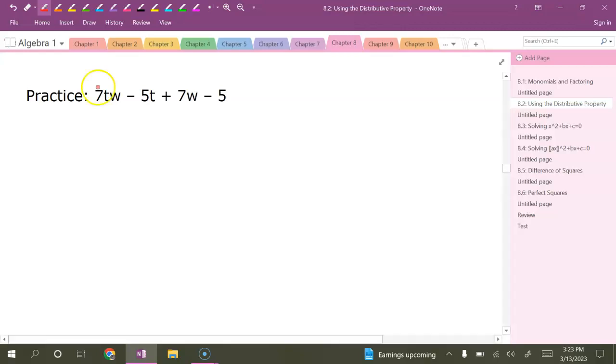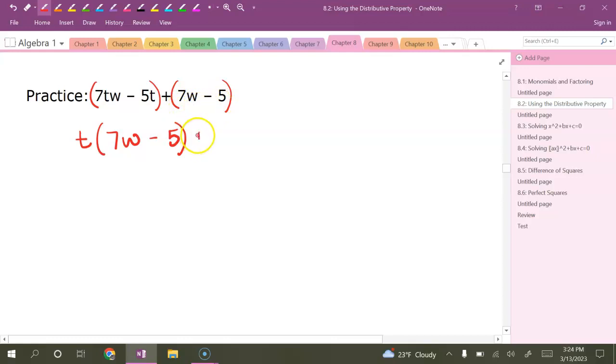So for this first one, I start by grouping. In the first set, I was able to take out just a t. And that left me with 7w and a minus 5. Now, if you notice maybe right here that this already matches what's over here in the second set of parentheses, that kind of just tells you that you're not going to really be able to take anything out.